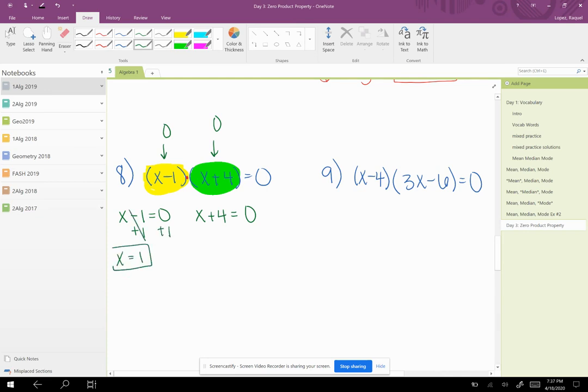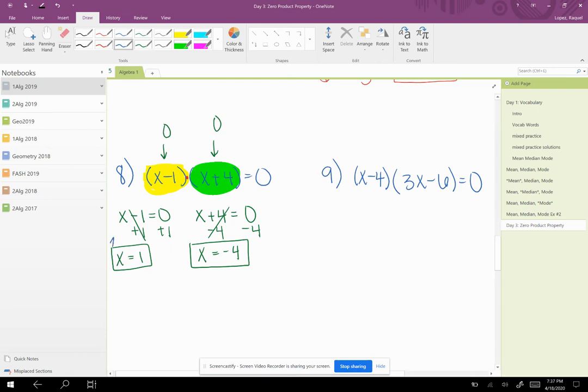So one of my solutions is x equals 1. If I put 1 into this equation, I'm going to get a true statement. Now, if I look over here, when I solve for x in the other equation that I wrote, I get x equals -4. If I put -4 into this equation up here, I'm still going to get a true statement. Let's go ahead and check that.